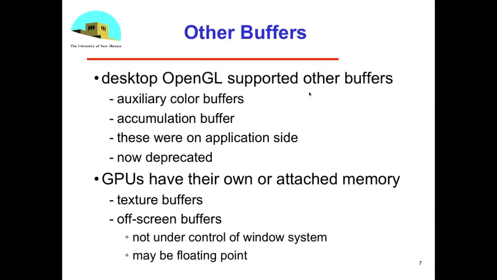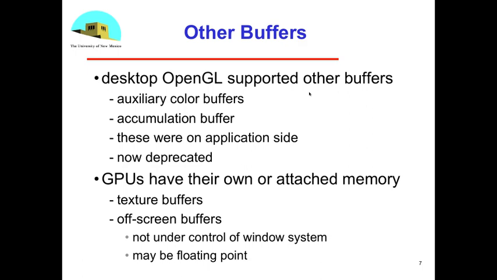Okay. Now there are other buffers that we can talk about. These are buffers that used to be in the standard fixed function OpenGL, and it's worth going over them to see the kind of functionality that we want to have and how it was implemented previously and how we're going to implement it now. So one was to have extra color buffers around that were called auxiliary buffers.